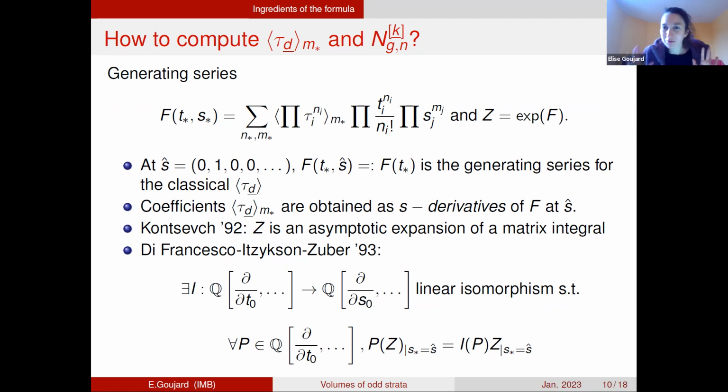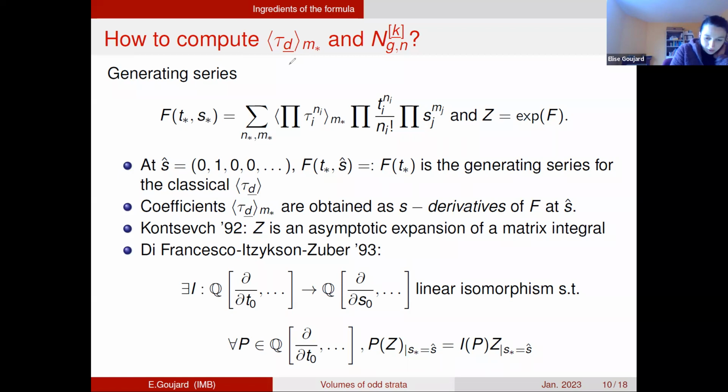Okay, let me try to tell you how you can compute these coefficients first. I mean, there is an algorithmic way to compute it. So let me just say a few words about that.